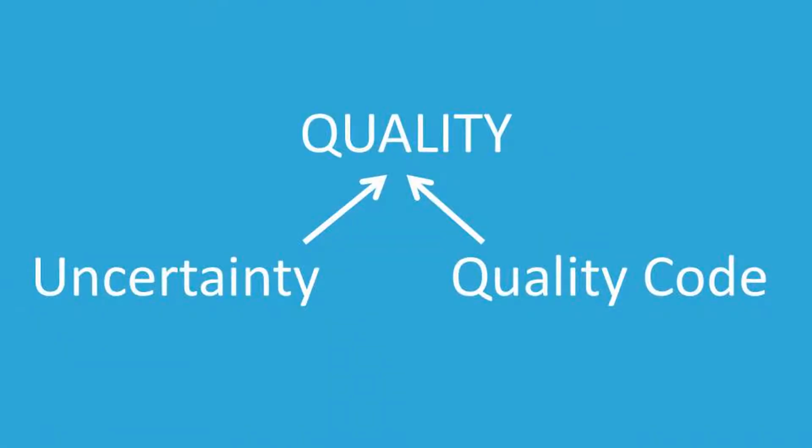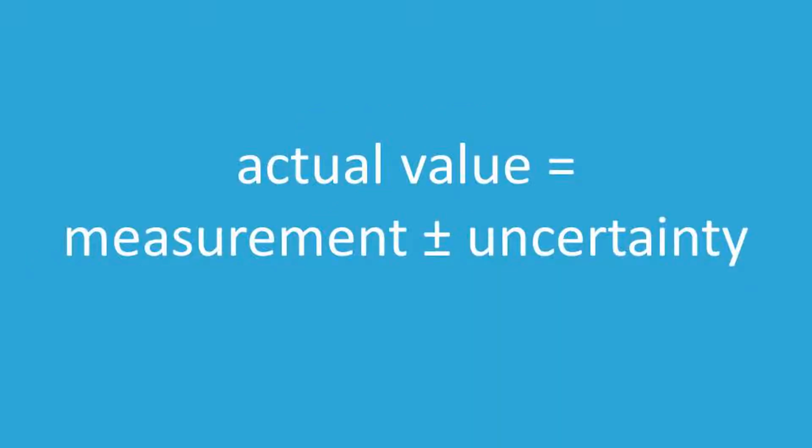As any scientist worth their salt knows, the true value of a measurement falls within a range, rather than being an exact quantification. This can be reported as actual value equals measurement plus or minus uncertainty.